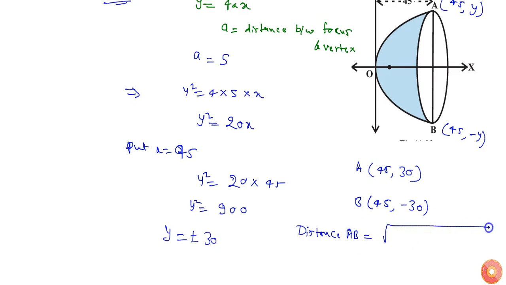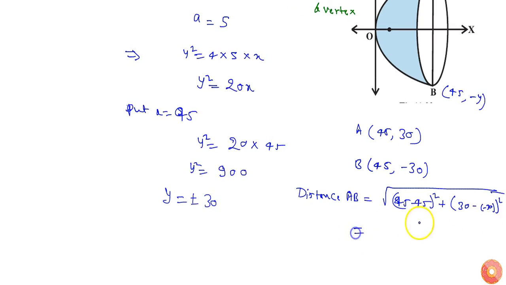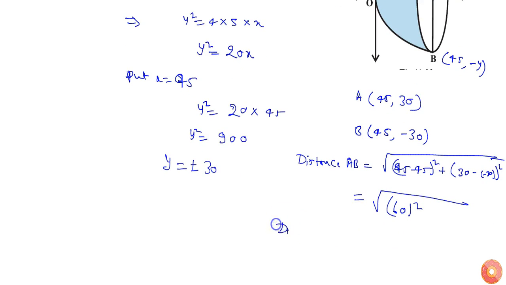using the distance formula, the square root of (45 minus 45) whole squared plus (30 minus (minus 30)) whole squared. So this will be 0, and it will be 30 plus 30, 60, whole squared, or I can say the distance between A and B points will be 60. So this will be 60 centimeter. This will be our answer.